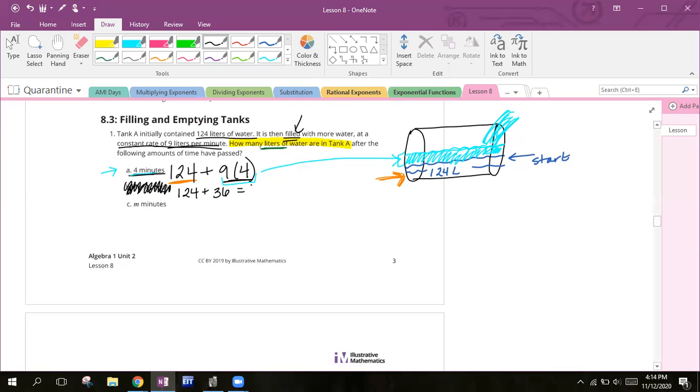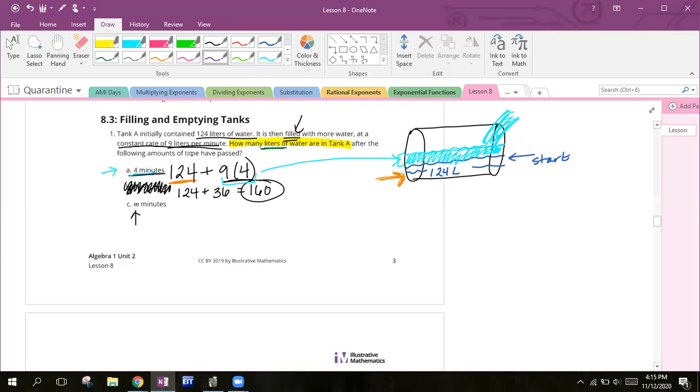And we get 160 liters. All right, so now they want us to do it for any amount of minutes that could work.